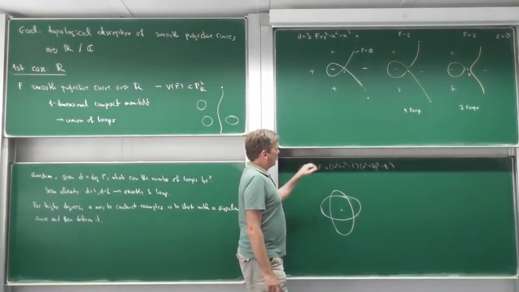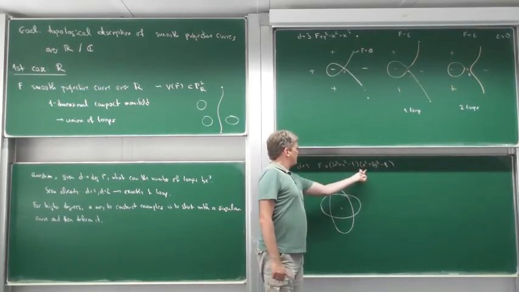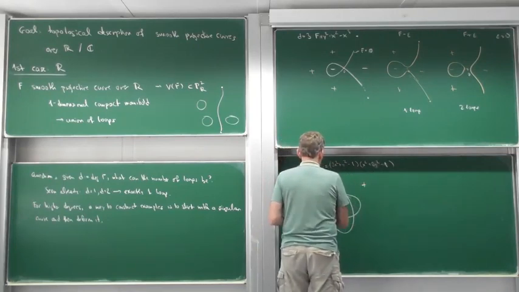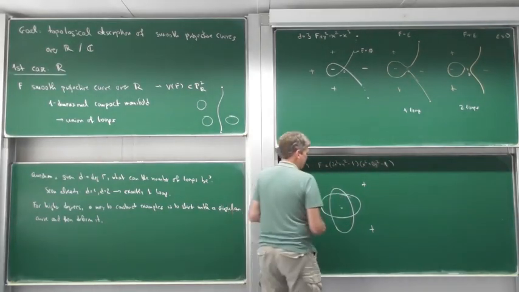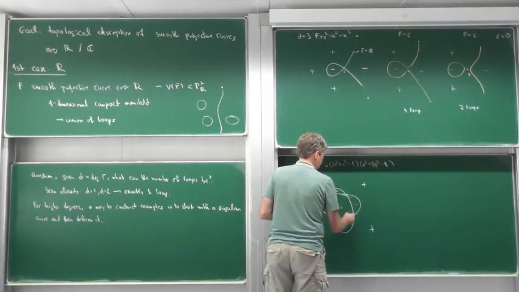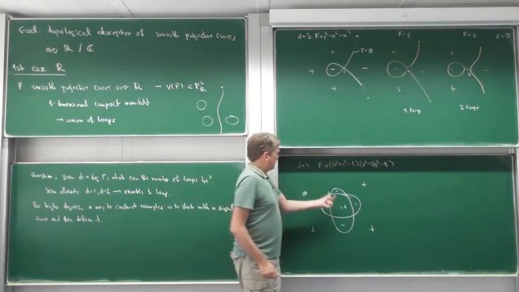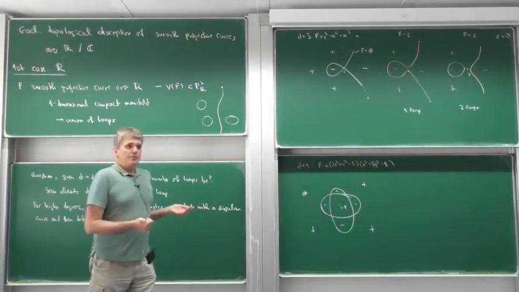Same strategy as before. What happens outside? Outside, all of these terms will be positive, so that means we have a plus outside here. And then at every order, when you cross the curve, you switch from plus to minus and vice versa. So here there will be a minus, and in the middle we'll have a plus. In the middle you can just see if you plug in the origin, you have minus 1 times minus 1. And you do the same as before.